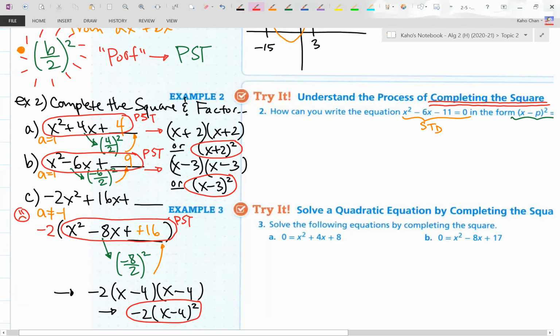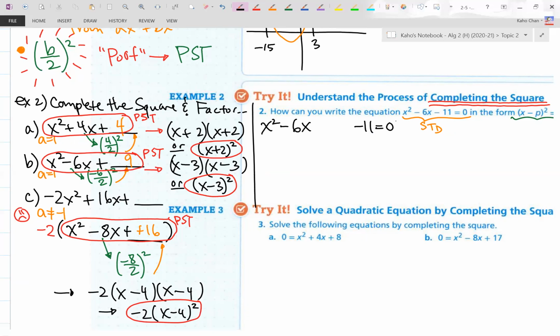All right. Let's try number 2. Okay. Number 2 is an equation. Number 2, A, B, C we just did are expressions. There's a difference between the two. We have x squared minus 6x minus 11 equals 0. What I want to do is set aside the negative 11 over here. Just move it over there. Maybe if you want to, we can move it to the other side in a moment, okay? Let's not worry about it right now.